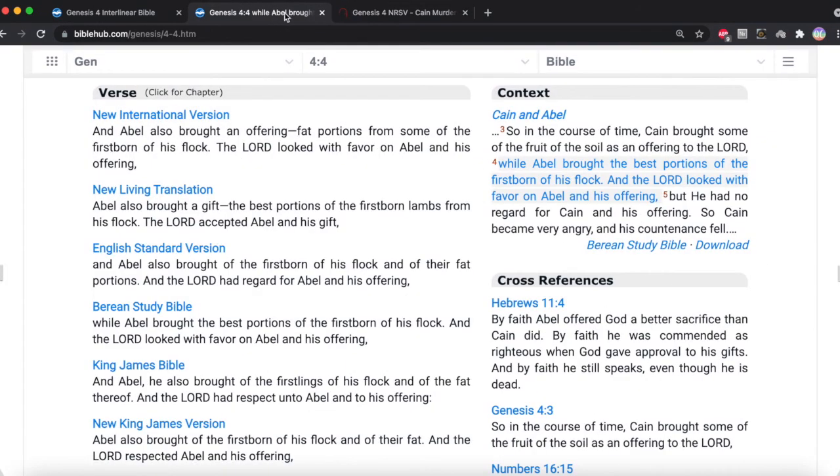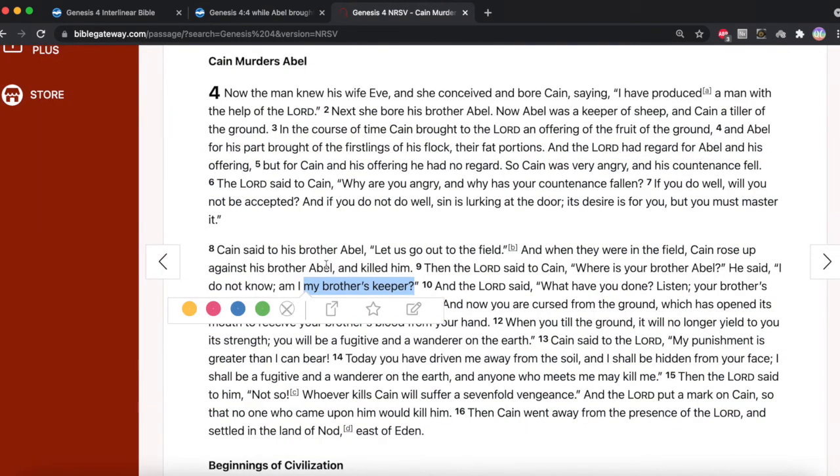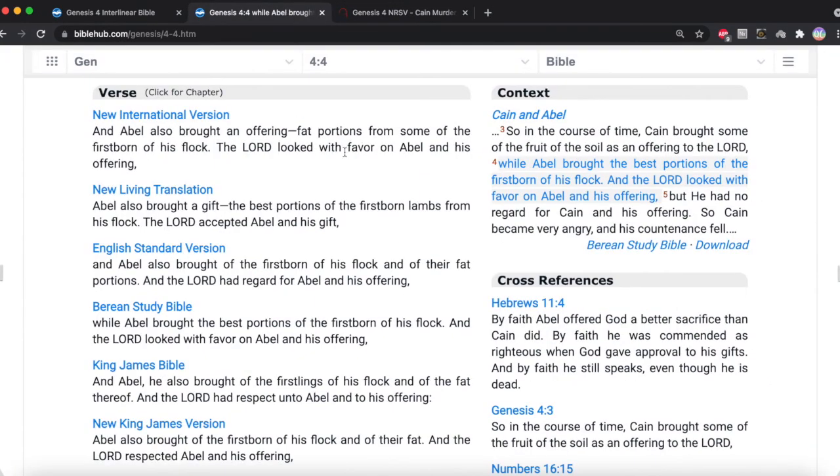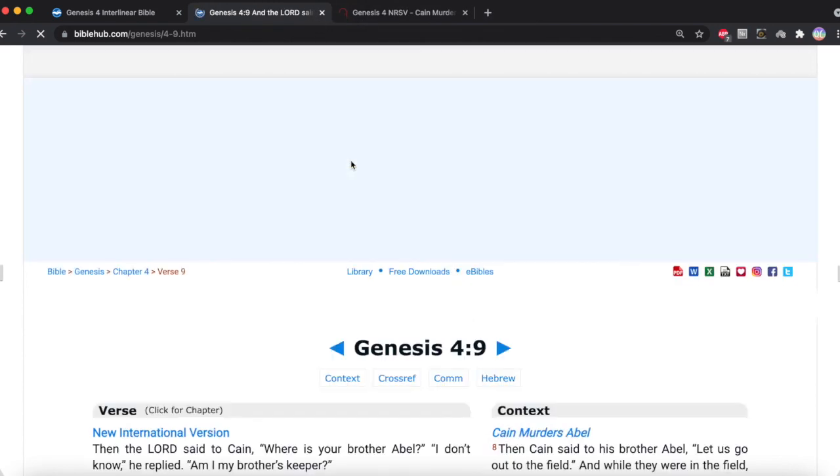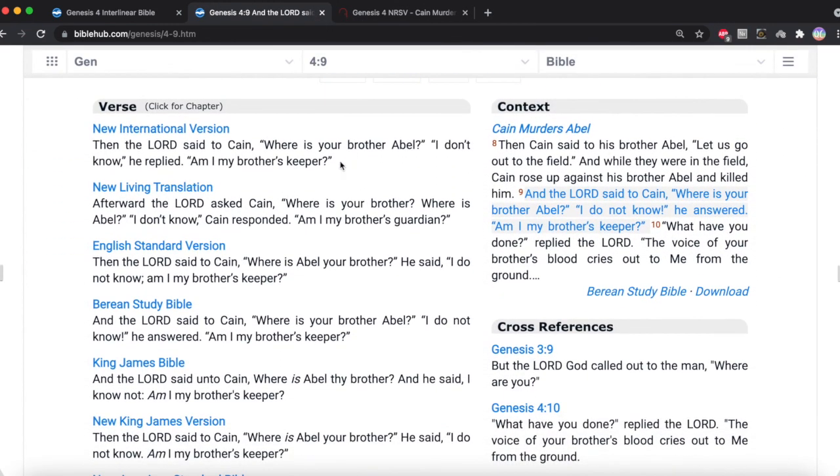So let's see, what verse was that? Verse 9. Let's see how other English versions translate that word keeper. I imagine a lot are going to stick to keeper because that is so ingrained. The idea of being my brother's keeper is so ingrained, that's how we expect it to go. That's one of those phrases that has taken on a life of its own even beyond the Bible, referencing Cain and Abel.